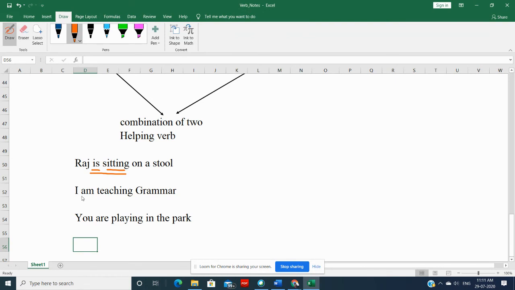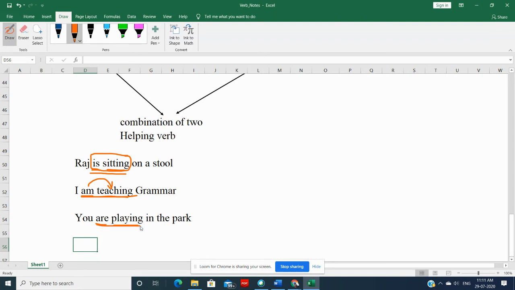Now we can say that am is the helping verb, teaching is the main verb, because am is just helping this main verb. You are playing: are is the helping verb, playing is the main verb. But if I want to say what is the verb here, I can say that this whole thing is the verb. See, am teaching is your verb. Similarly, are playing is your verb.